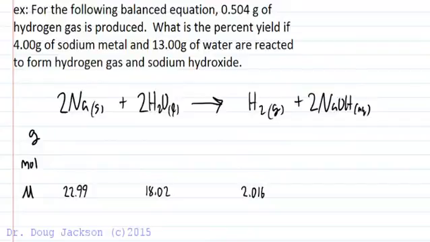For the following balanced equation, 0.504 grams of hydrogen gas is produced. What is the percent yield if 4 grams of sodium metal and 13 grams of water are reacted to form hydrogen gas and sodium hydroxide? So this is a single replacement reaction. It's already balanced. If it weren't balanced, we'd have to balance it immediately. That's what we do with stoichiometry problems.